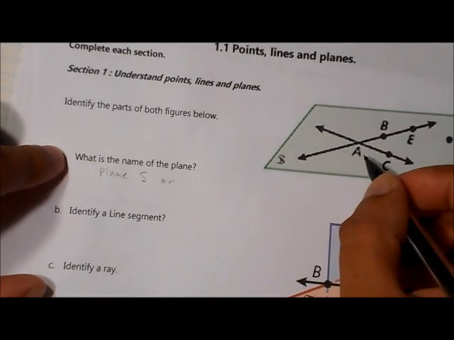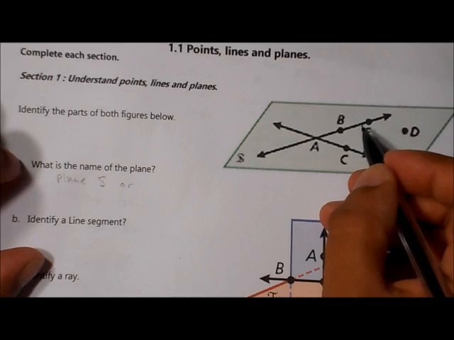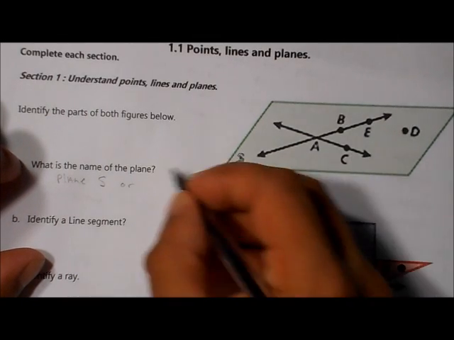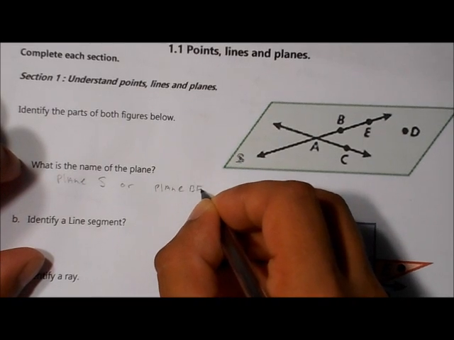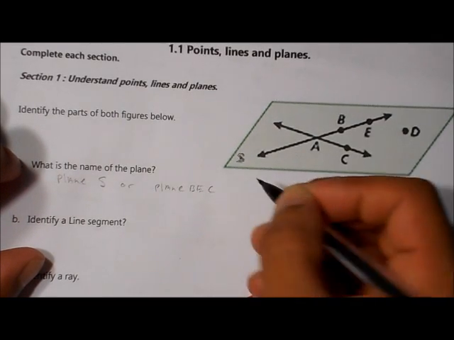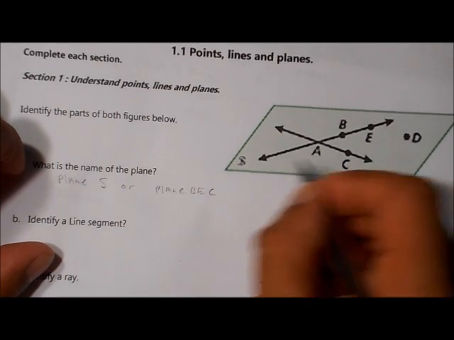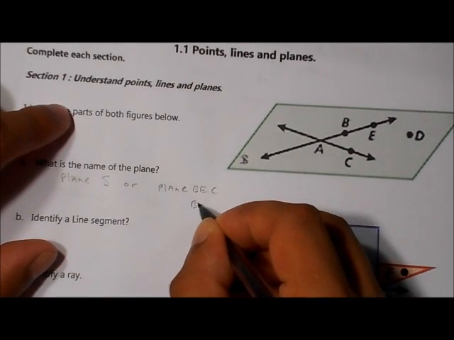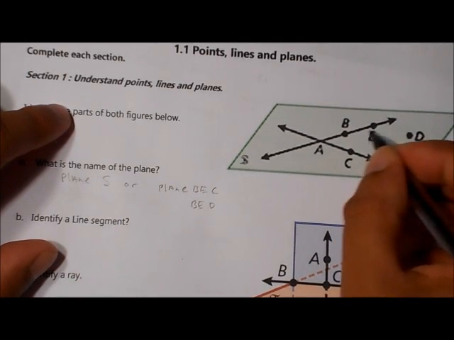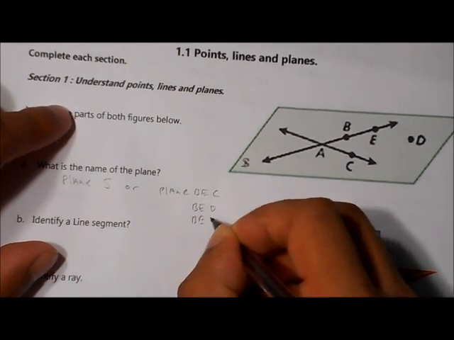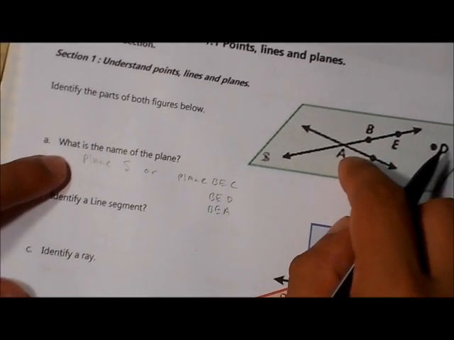Or we can call it, what else can we call it? B, E, or A. So we'll go ahead, plane BEC, sorry. So BEC, BED, or we'll go ahead and go with BEA. Okay, so we're focusing on this one.